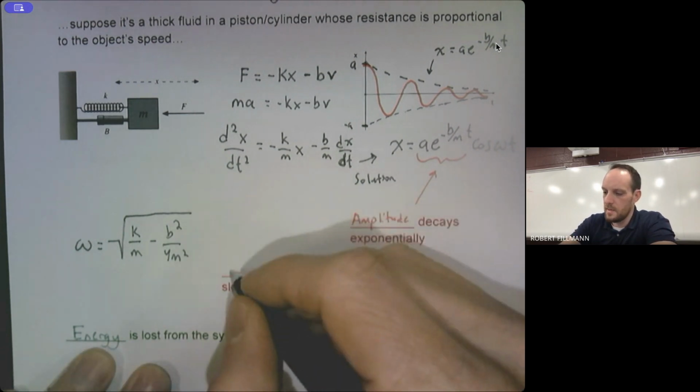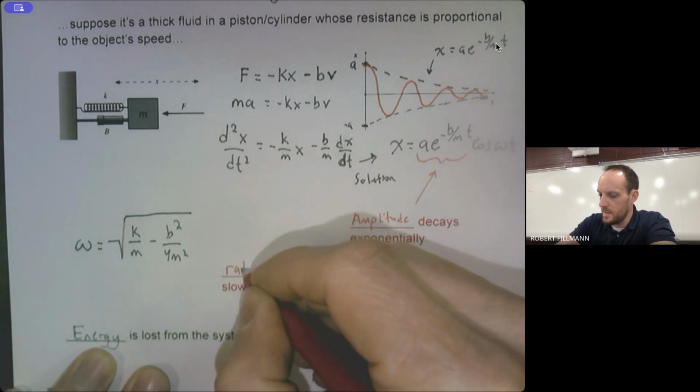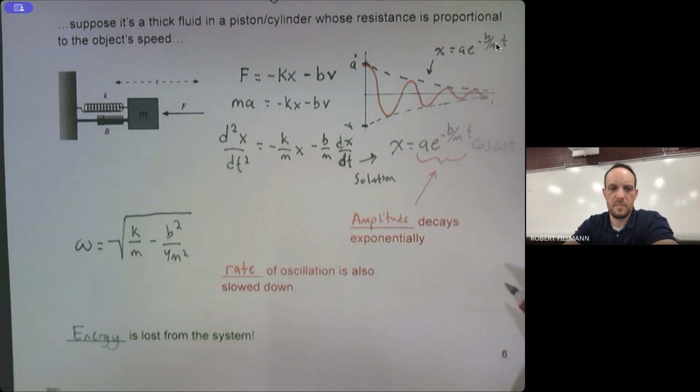So we could say that when you add damping, not only does the amplitude get smaller and smaller, but the rate, the frequency of oscillation becomes less as well. It doesn't oscillate as many times per second. And that should make sense intuitively. It's being resisted by something, so it can't make as many trips back and forth every second as it would if nothing was resisting it.